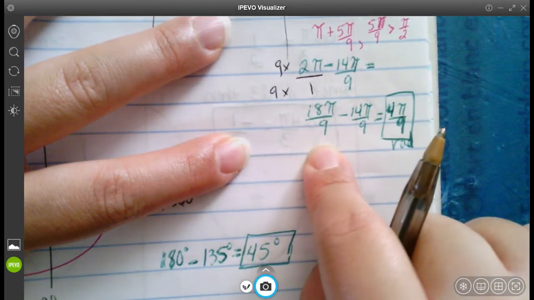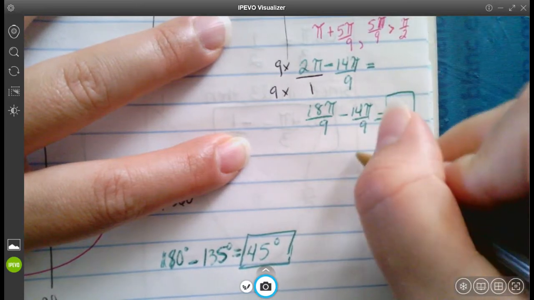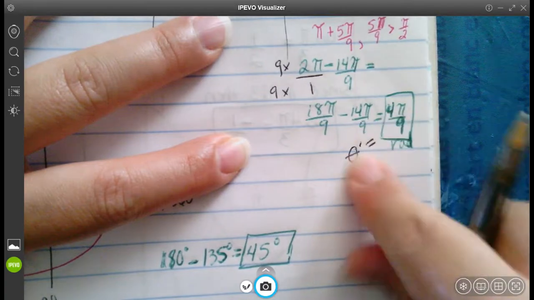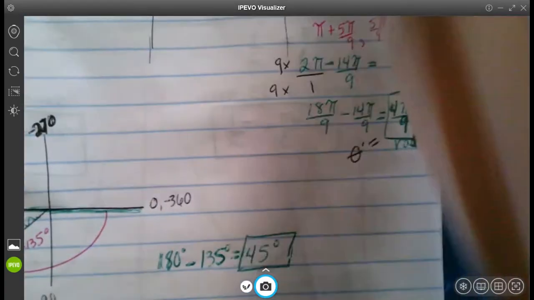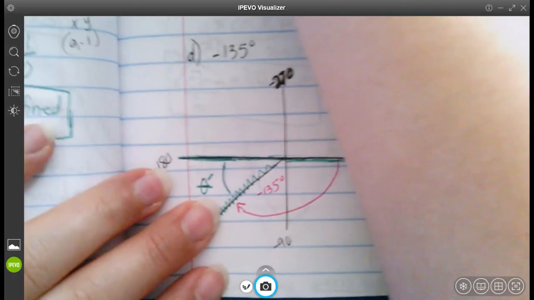And that gives me 18 pi over 9. Subtract, we get 4 pi ninths radians, which is our theta prime. Okay, that's going to be our reference angle. And last but not least, we did do one negative angle just in case you see this.